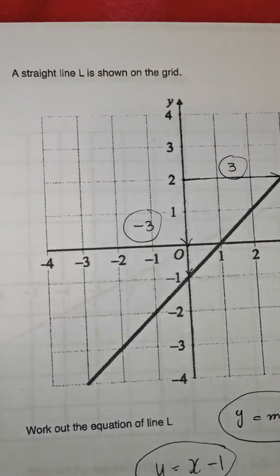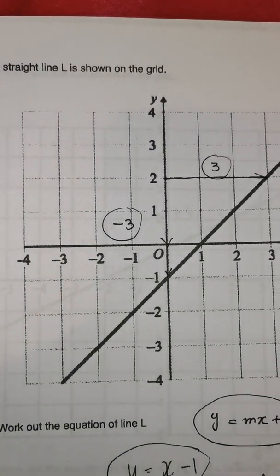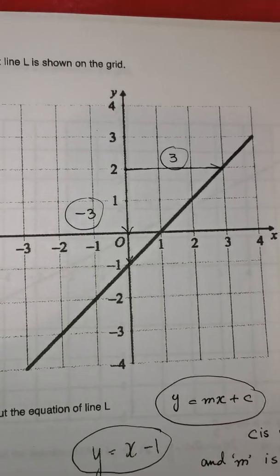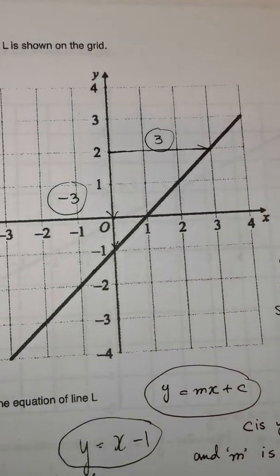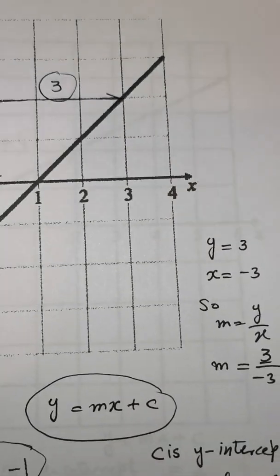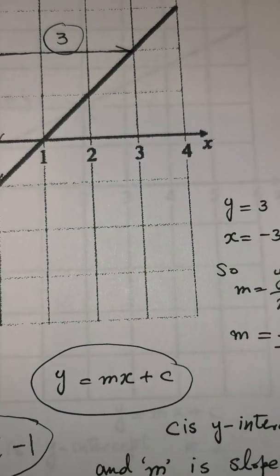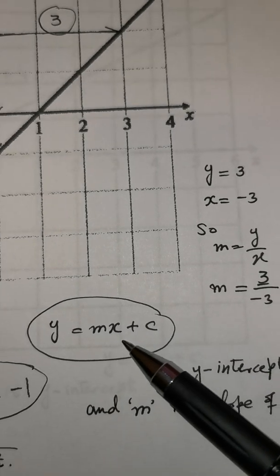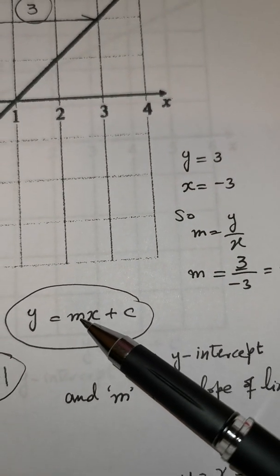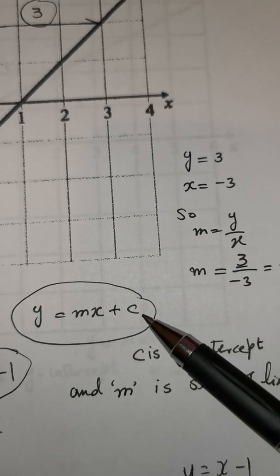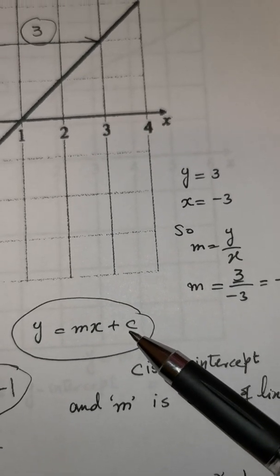Now in this video, a straight line is given on the grid and we have to work out the equation of the line. So we will do the same thing as before. Our equation is y = mx + c, as we have done in our previous video. m is the slope or gradient of the line and c is the y-intercept, right?